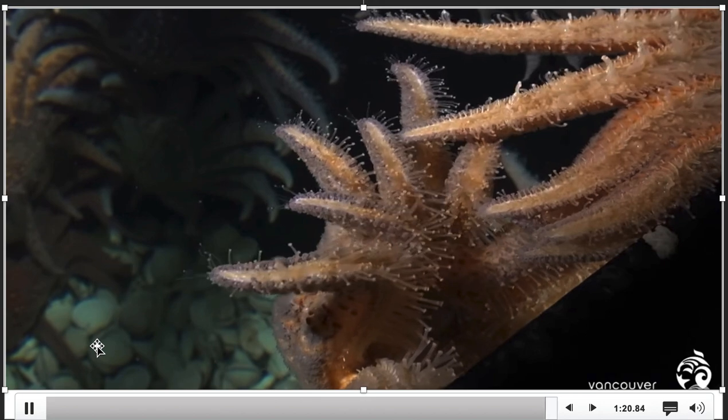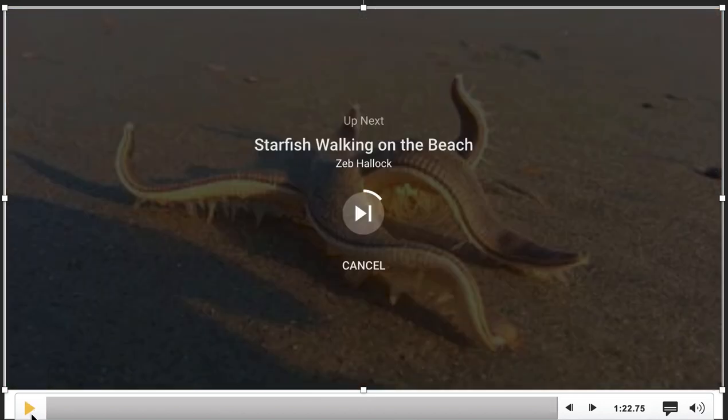And then once the food goes inside the stomach of the starfish, it slowly is digested. So now let's go back to humans.